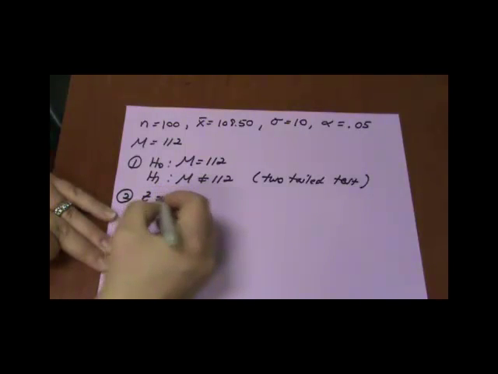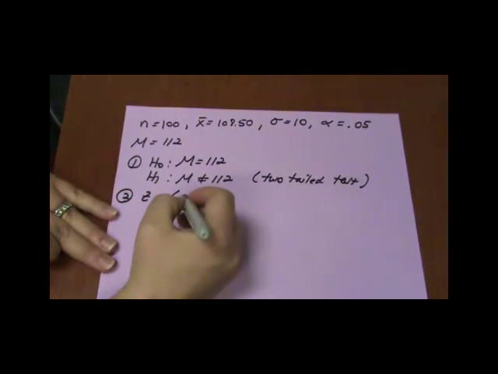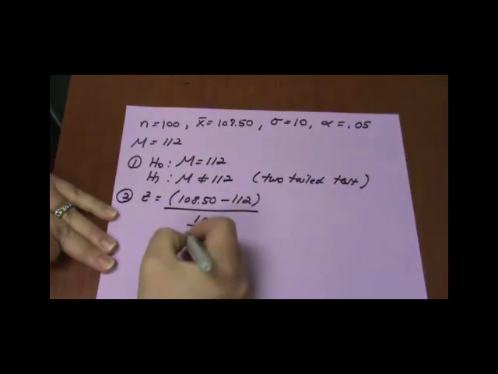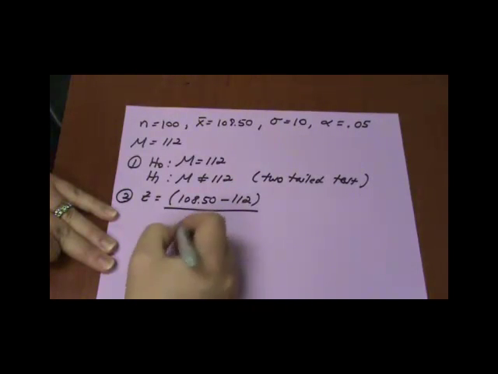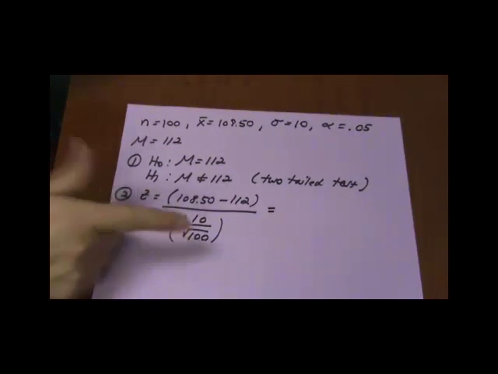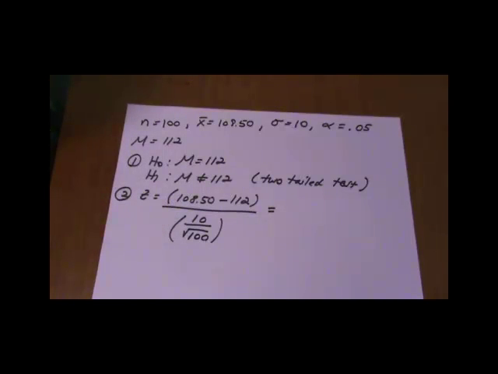Alright, the test statistic is still calculated the same way: the mean of the sample minus the mean of the population, over the standard deviation over the square root of the sample size. So I'm going to do 108.50 minus 112, and this is just going to be 10 over 10, which is 1. So you're going to get negative 3.5.